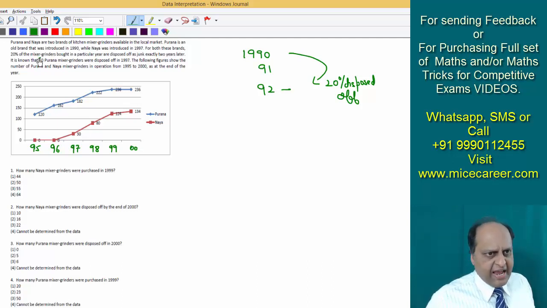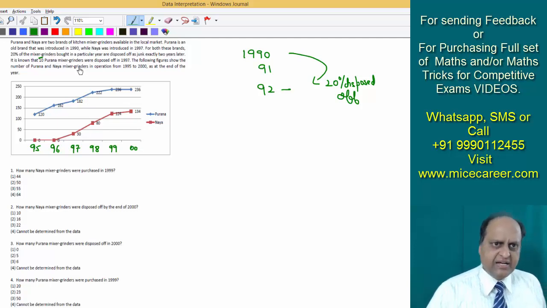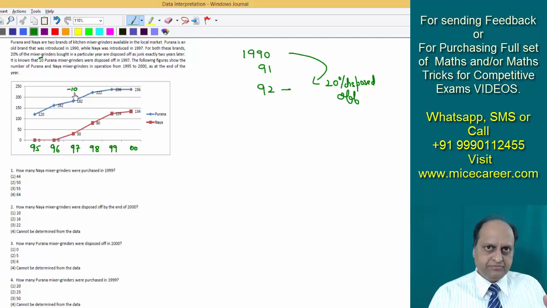Now it says in 97, so 97 is this. Blue is Purana and the brown one is Naya. So 10 Purana mixer grinders were disposed of in 97. Here we have disposed of minus 10, and this minus 10 needs to be 20% of the grinders purchased 2 years back, that is in 95. This means the purchase of 95 is 50.